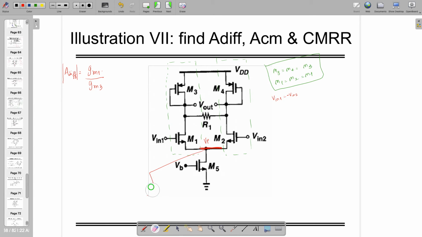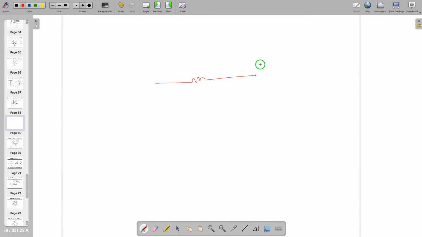Now if they are not differential input, then Vp is not going to be 0. By the way, while doing this you need to understand that this is potential X and this is potential Y. I forgot to include this one. So if this is potential X and this is potential Y, and if this is R, I can make this one R by 2, R by 2. This is just for understanding. This is what we are doing.